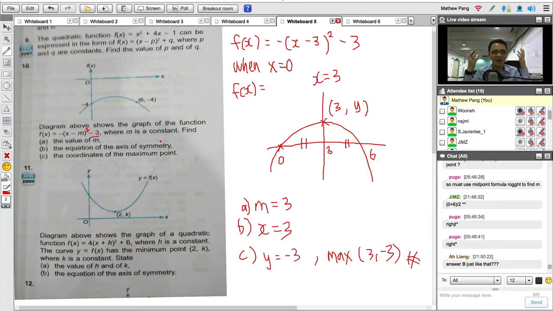Because I'm wondering why I got a different answer. Yes, I think the question forgot about the square. Because completing the square, this one is (x minus m) squared, isn't it? Yes, if there is a square, I believe I got the correct answer. Okay, let's try to substitute in. So this one will be negative 3, negative 3 squared will be 9, 9 minus 3 will be 6.